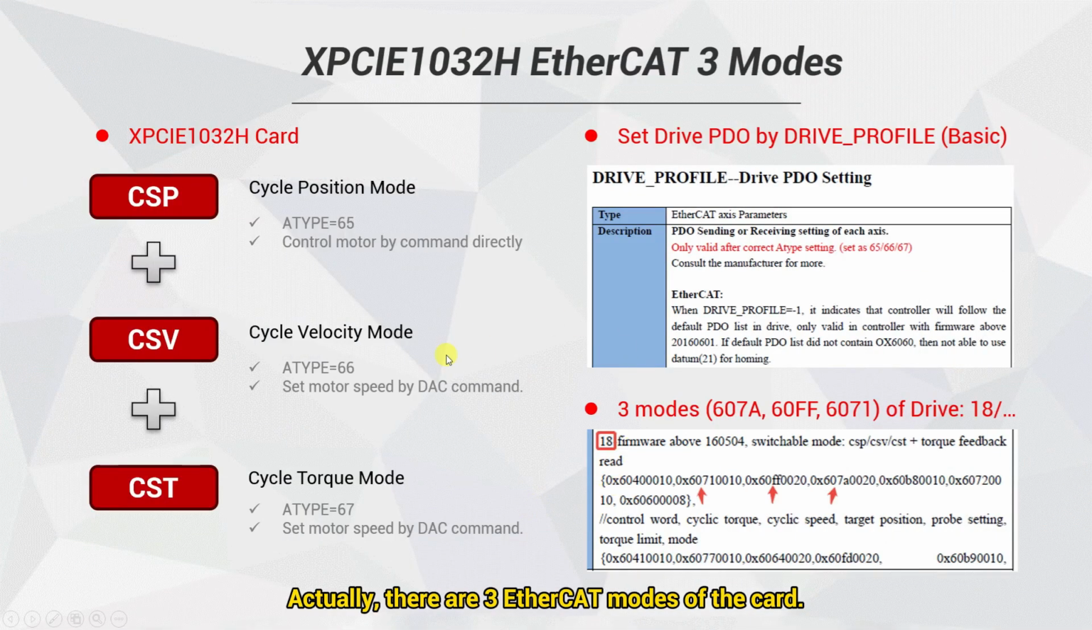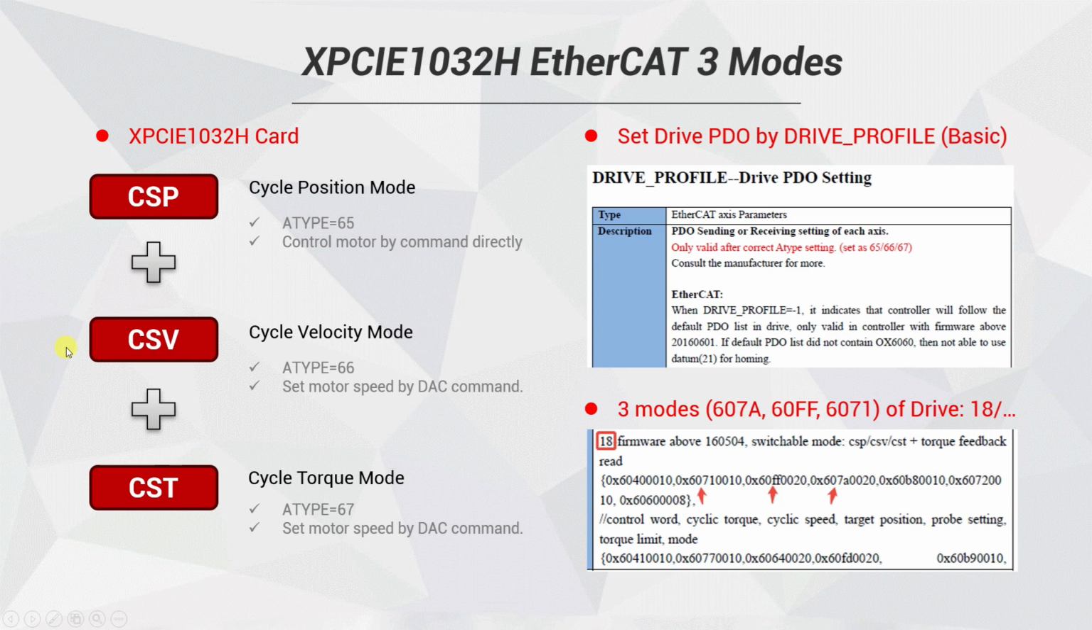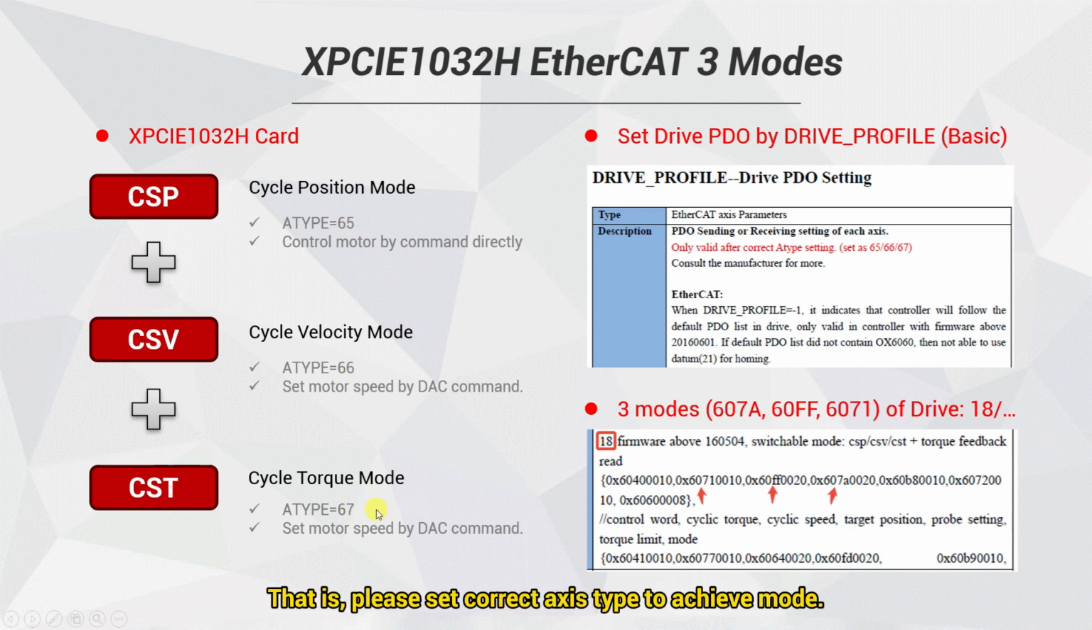Actually, there are 3 EtherCAT modes of the card. They are CSP, the period position mode; CSV, the period speed mode; CST, the period torque mode. Corresponding axis types should be 65, 66, 67. That is, please set the correct axis type to achieve the mode.